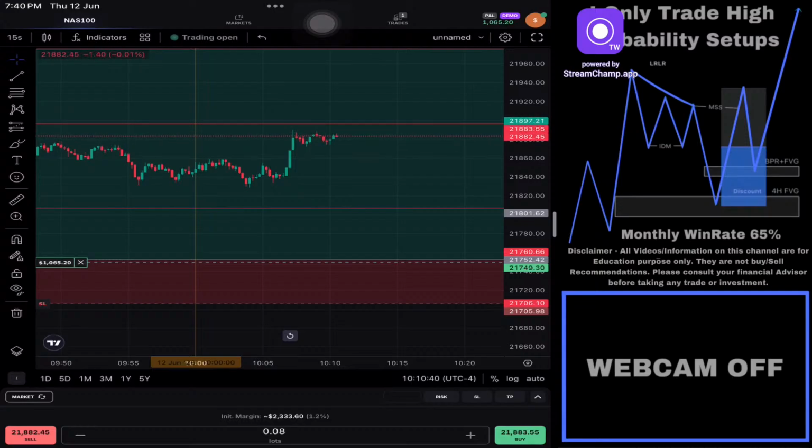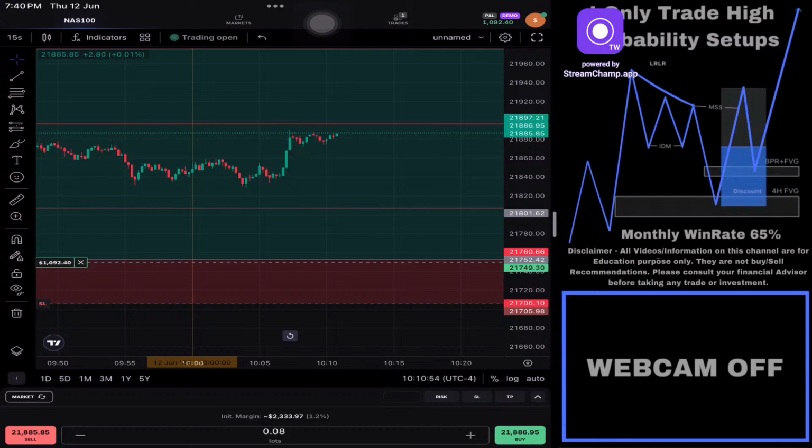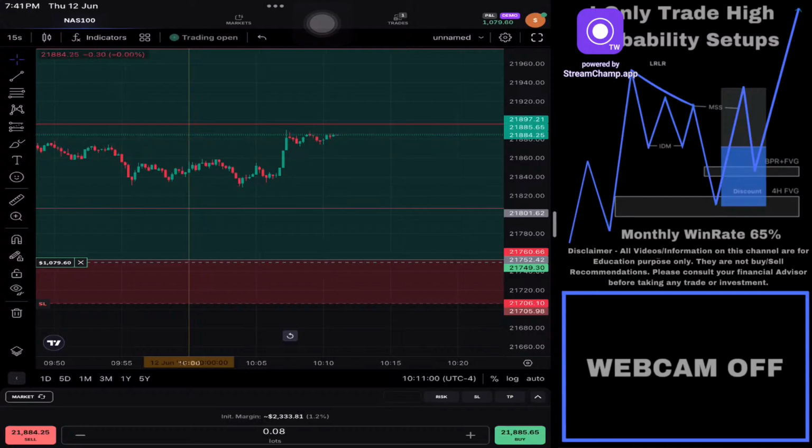Let's wait patiently. By the way, my trade is already running with about $1,000 profit. That's my earlier swing trade, which I entered around 3 a.m. So the market is going to take the high first maybe, because that was very close.